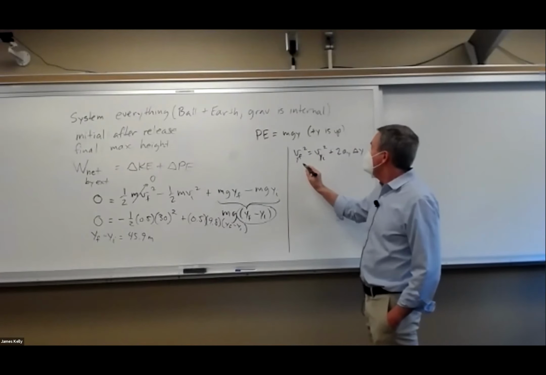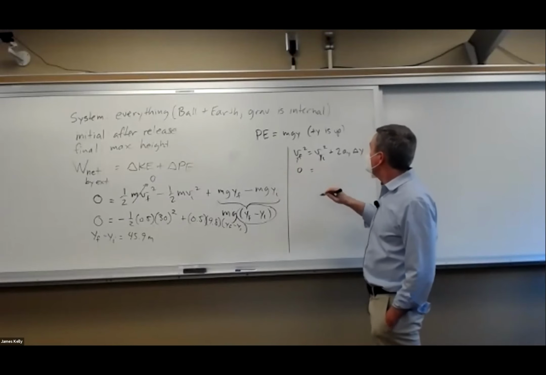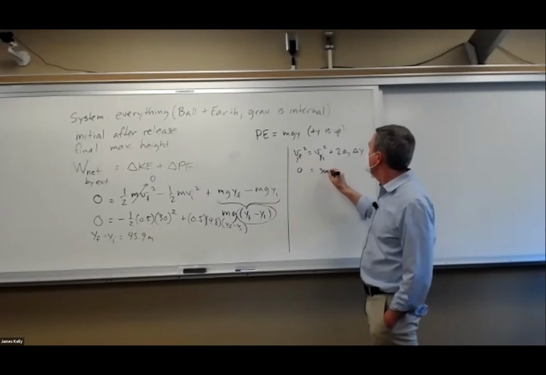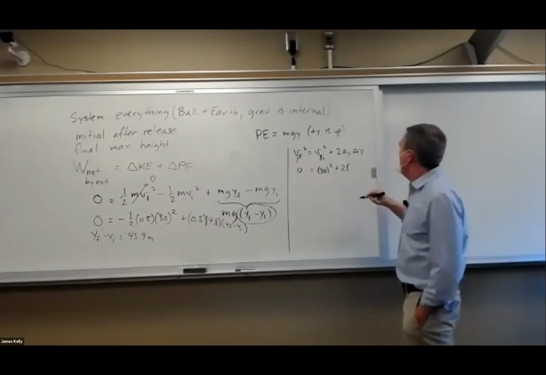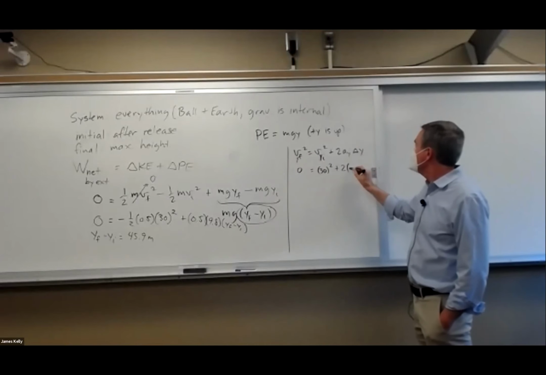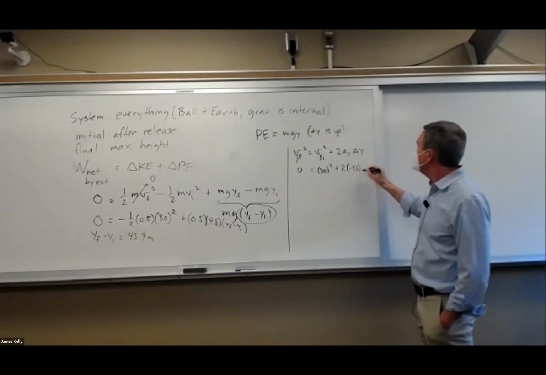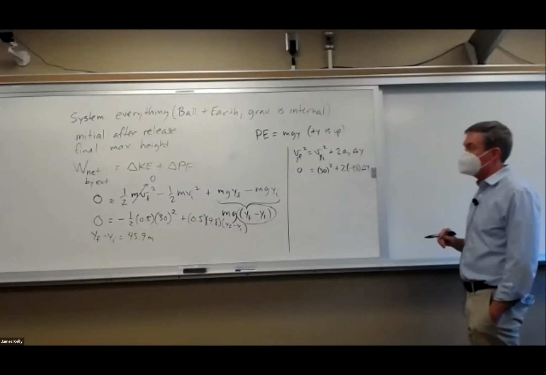We say Vy final is 0. Vy initial is equal to 30. Ay, in this case, if we're taking plus y is up, is minus 9.8 times delta y. And delta y is the same thing as y final minus y initial.